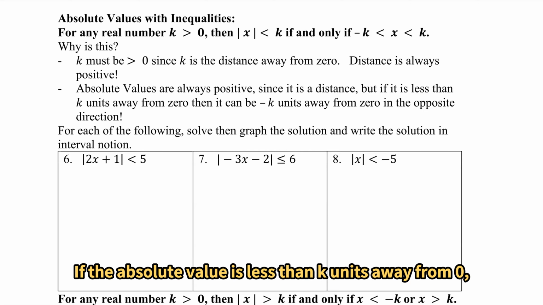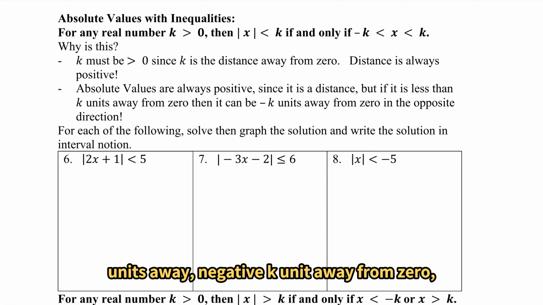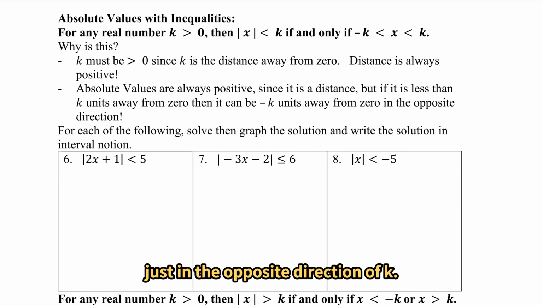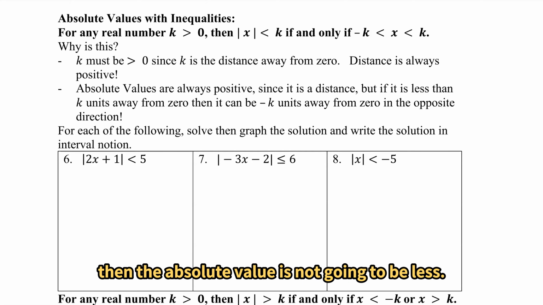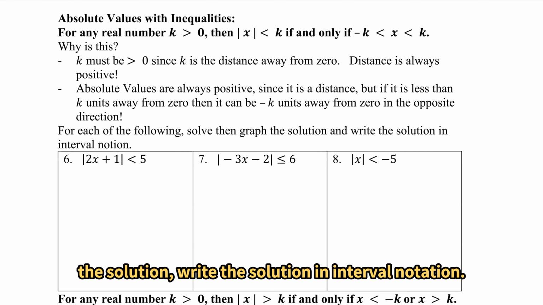If the absolute value is less than k units away from 0, then it can be negative k units away from 0, just in the opposite direction of k. But it can't be more than that. If it's more than that, then the absolute value is not going to be less. So for each of these, we'll solve, graph the solution, and write the solution in interval notation.